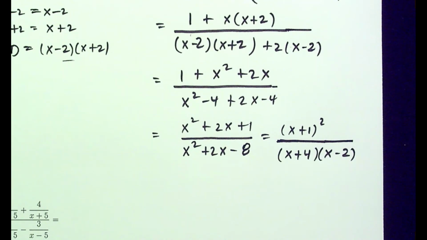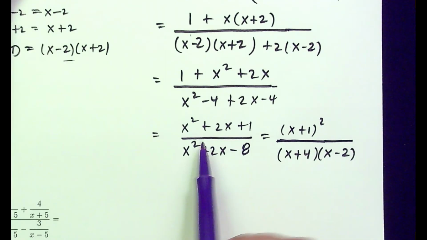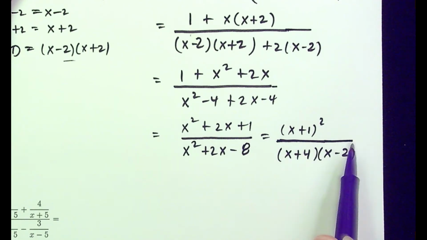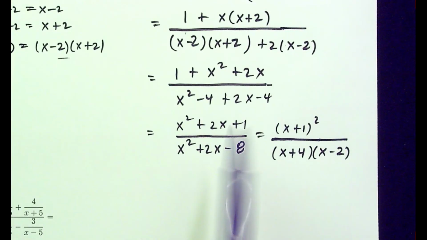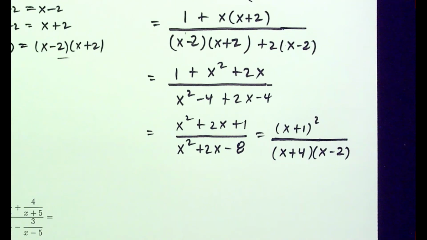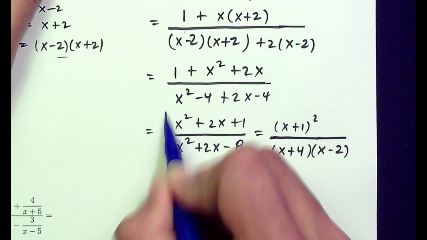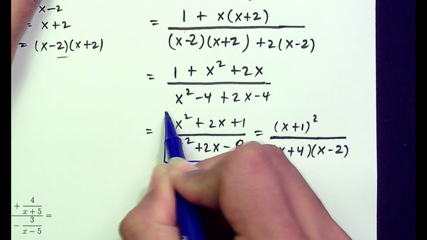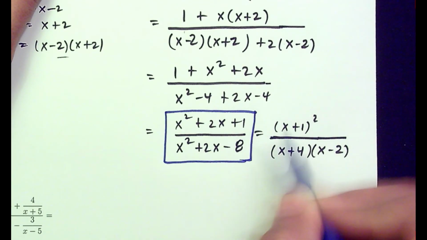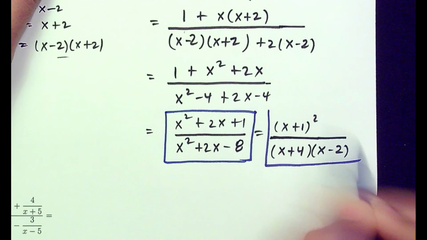So that is it. That means you could give the answer like this, because the fact that we cannot cancel anything means that this is already simplified. So that's an acceptable answer for that one. Either way is good. So you could say this is the final answer, or you could say this is the final answer.